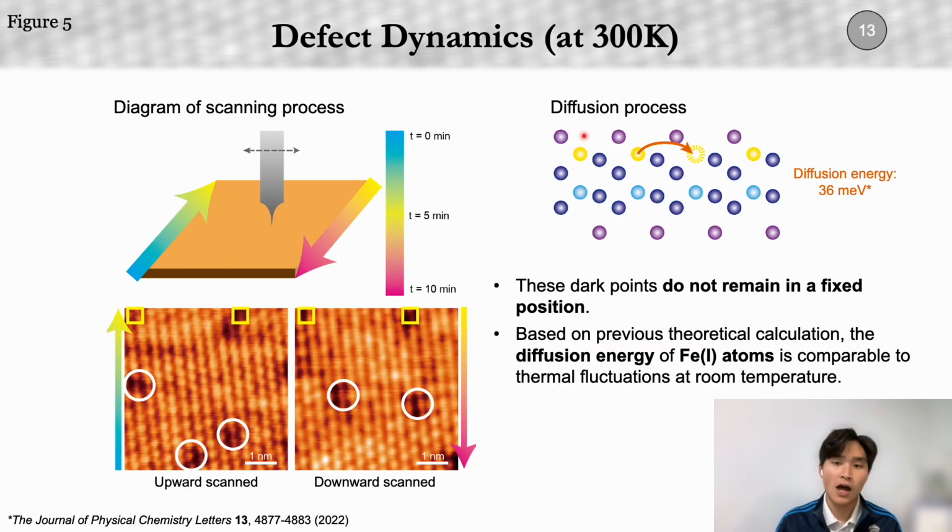In this last figure, I would like to talk about an interesting phenomenon. When we conducted our experiment at room temperature, we observed that the dark points were moving. At first glance, it sounds weird because normally we think that defects shouldn't be able to move. However, previous theoretical calculations say that the diffusion energy for the Fe1 atom is comparable to room temperature. It's about 36 milli-electron volts. Therefore, it turns out that this observation of defect dynamics indeed confirms the theoretical calculation, and it also shows the instability of this special Fe1 atom.